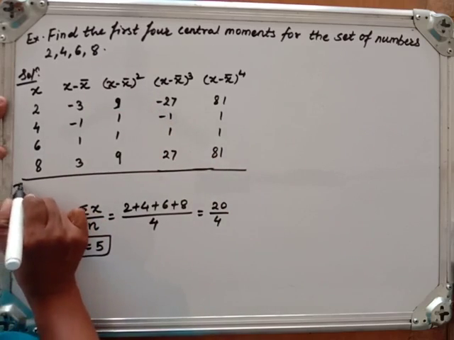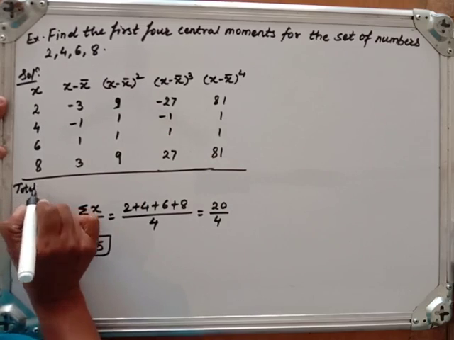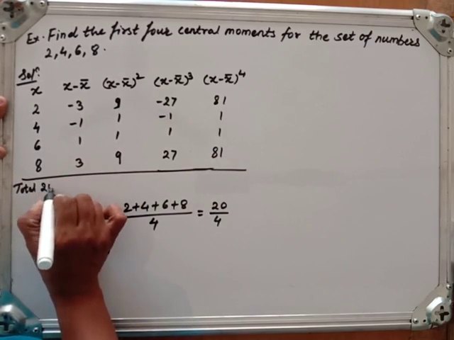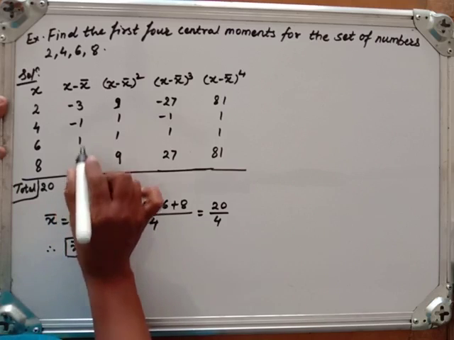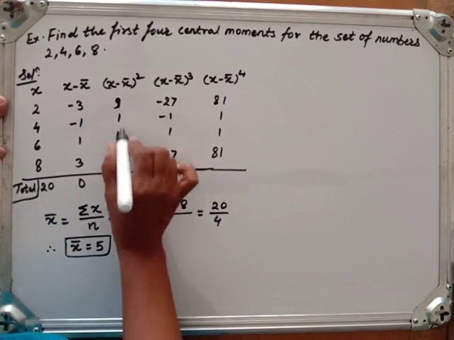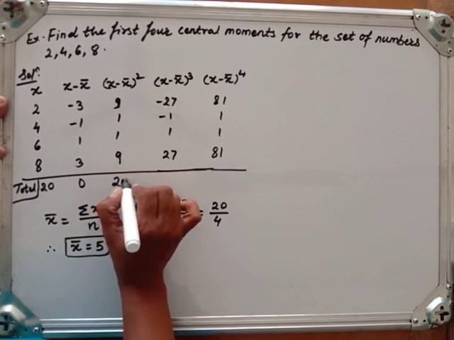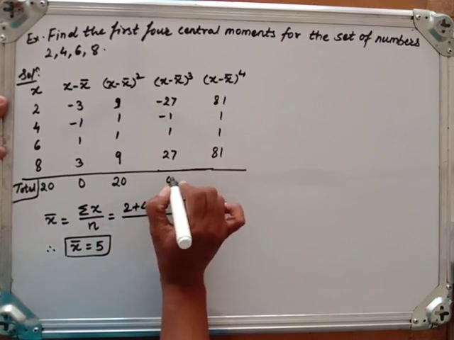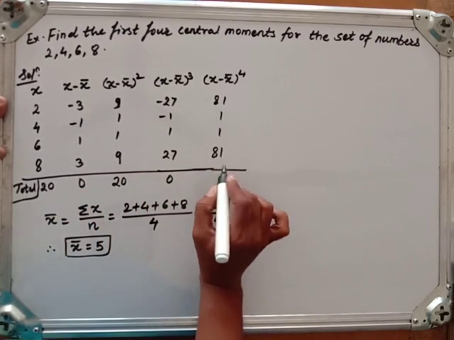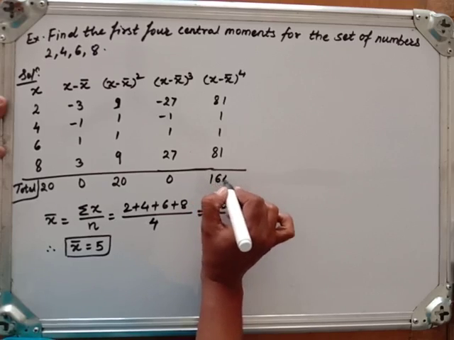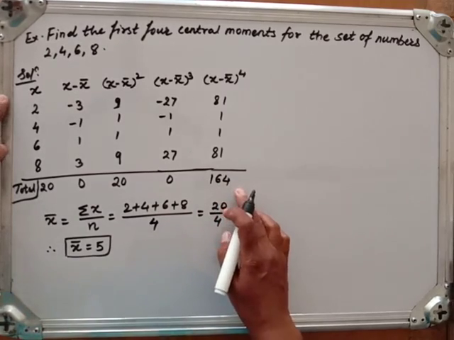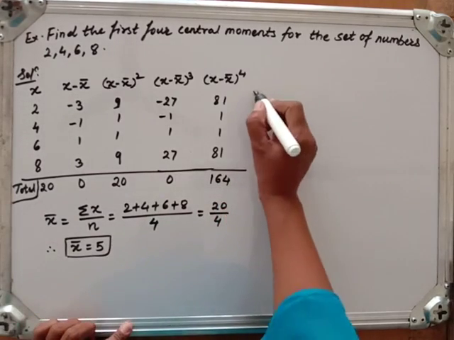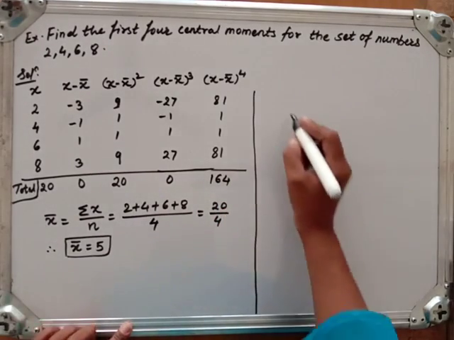So here let me write total. The total is 20 for the square column, this total will become 0, the square total is 20 again, the cube total is again 0, and the fourth power total is 164. Now from these totals we can easily determine the central moments. So let us do that.